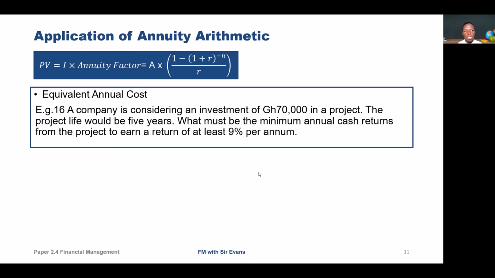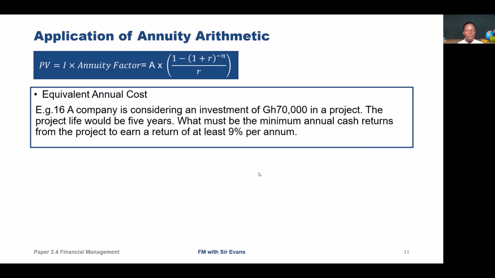So you use this: PV is equal to the cash flow multiplied by the annuity factor. A is the annuity. So an annuity, being the frequent payment, is multiplied by the annuity factor to give the present value of the annuity. If the present value is known, then it can be divided by the annuity factor to give the annual cash flow for a given period.